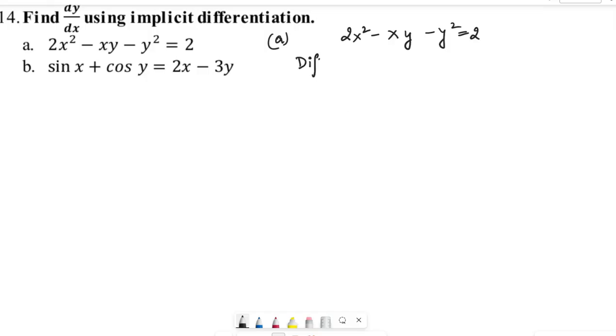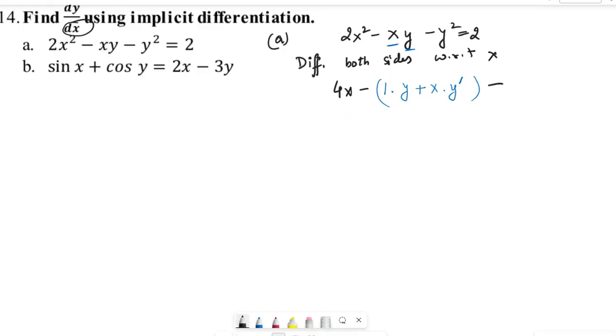Implicit differentiation: you need to differentiate both sides of the equation with respect to x, because you need to find dy by dx. Now, the derivative of 2x squared is 4x minus. This part here is the product of two functions, so we're going to have the product rule here. x's derivative is 1 times y as is, plus x as is times the derivative of y, which is always written as y prime.